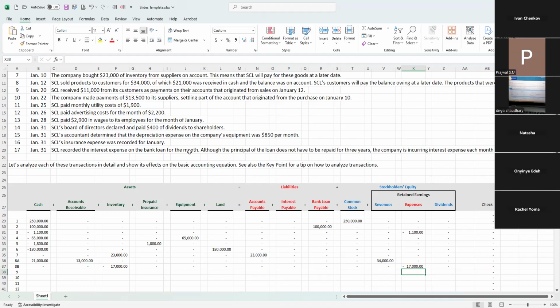Okay, let's do another one. Just keep in mind, every time you have sales, two transactions. One for the revenue and increase in assets, either cash or accounts receivable, and the other one to show the expense related to that sale, cost of goods sold, and decrease in the inventory.